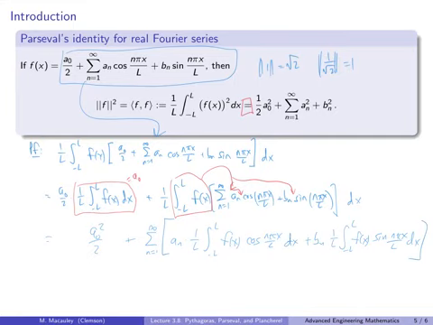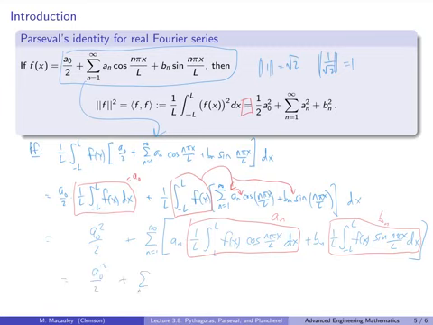Okay, now these integrals should remind you of something. What do they remind you of? This first one is the definition of an. And this second one is the definition of bn. And that's exactly what we want. We have an squared and bn squared. So now we can write this as a naught squared over 2 plus the infinite sum from n equals 1 to infinity of an squared plus bn squared.